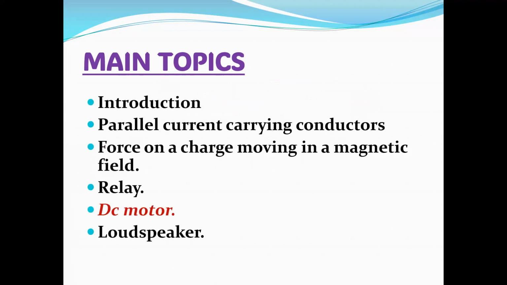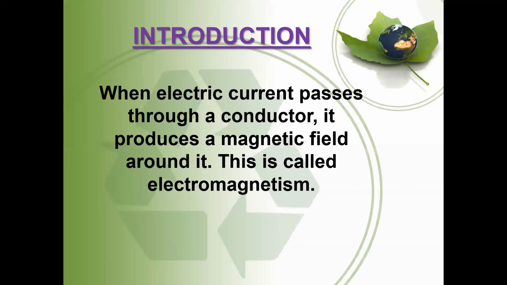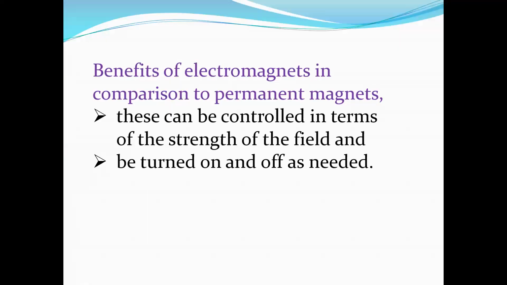This is a big chapter, and it contains a number of topics. I'm putting my second concept for today. What are the benefits of electromagnets in comparison to permanent magnets? These can be controlled in terms of the strength of the field and be turned on and off as needed.